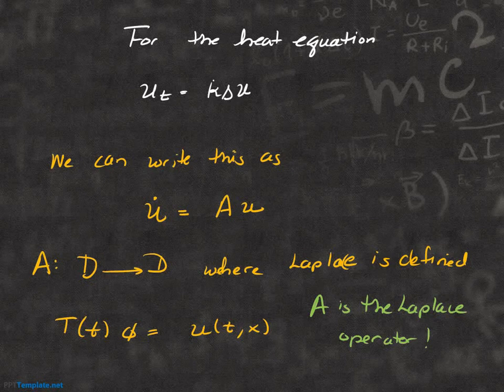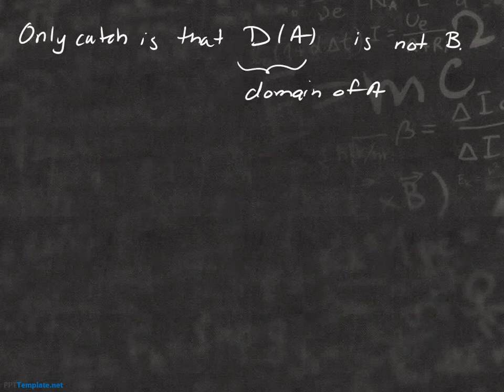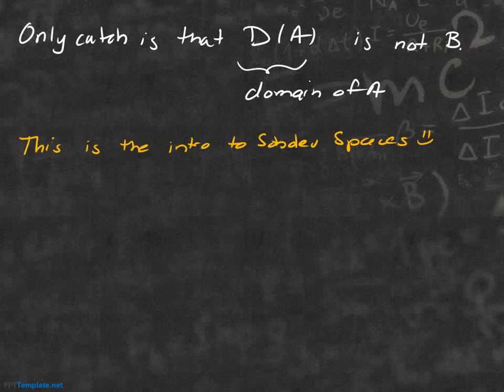The only problem you have is what the heck is the domain, because it's not right on the other ones. It was very clear. The limit always existed. I plug in 0, I get little a, so the limit is fine. The limit is not fine here. The only catch is that this D of A is not entirely going to be uniformly continuous bounded functions. This is the intro to Sobolev spaces. This is why we introduced them.